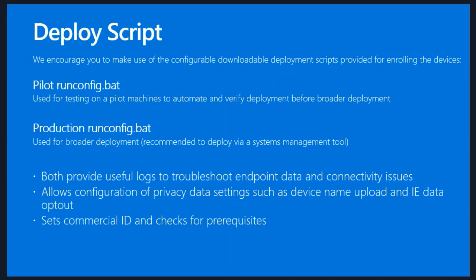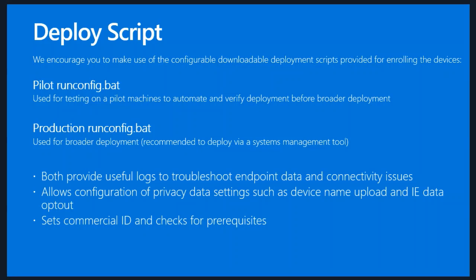One of the most important ones is the commercial ID key, and you push that script out through whatever method you wish to use within your organization. It will allow you to see whether these clients can successfully talk up to those URLs that we mentioned, and whether they have the relevant prereqs in place in order to successfully upload their data into Windows Analytics.